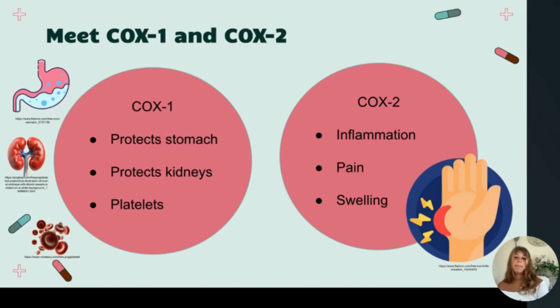The problem is that many NSAIDs block both enzymes. Blocking COX-2 helps reduce pain, but blocking COX-1 can also remove some of the stomach's natural protection, which is why NSAIDs can sometimes cause stomach irritation or ulcers. Understanding the difference between these two enzymes helps scientists design newer drugs that are way more selective.